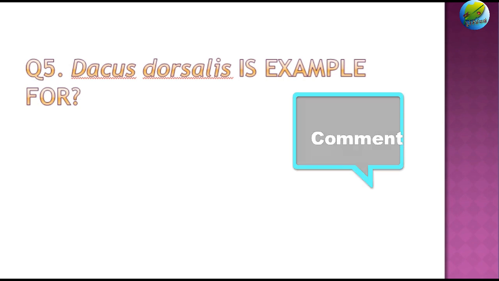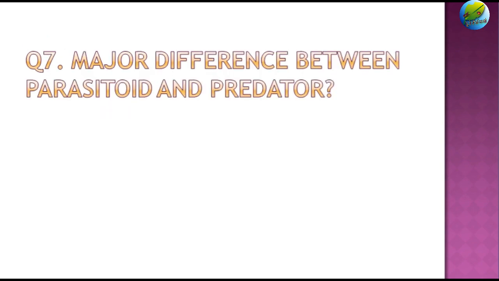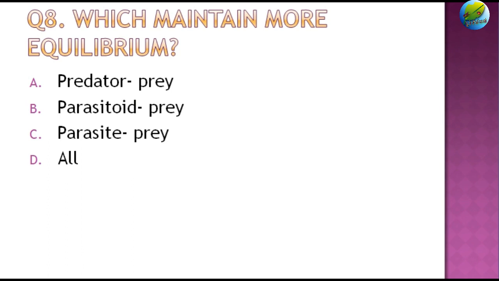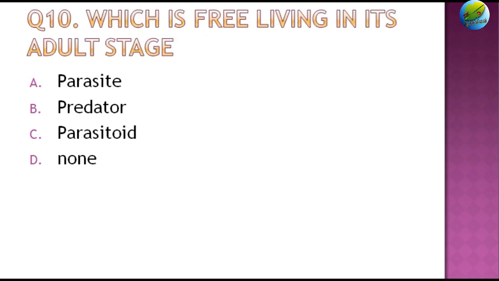Question 5. Dacus dorsalis is an example for? Question number 6. Trichogramma is a parasite, predator, parasitoid, or none of the above. Question 7. Major difference between parasitoid and predator is which maintains more equilibrium: predator-prey, parasitoid-prey, parasite-prey, or all of the above. Question 8. Predators require dash to complete its life cycle: more than one host, a particular part of the host, or none of the above. Question 9. Which is free living in its adult stage: parasite, predator, parasitoid, or none of the above.